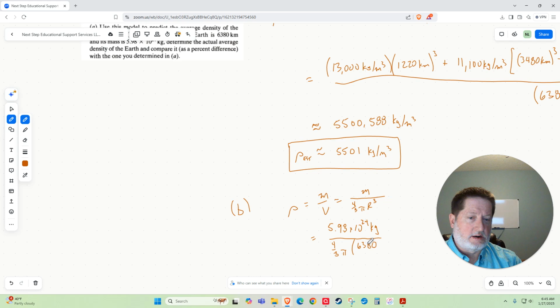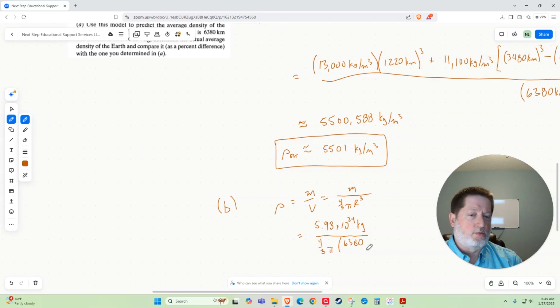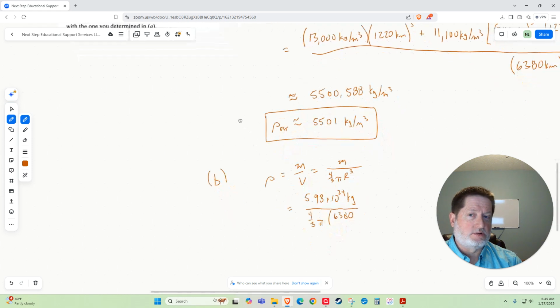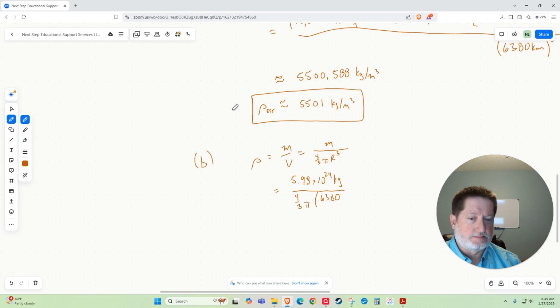Now we could unit convert this later. This is going to give us kilograms per cubic kilometer if we go the way we're going. If we want to avoid the unit conversion later, I can convert these kilometers to meters now. Remember, K stands for 1,000, so that's 6,380,000 meters. So we're just going to add 3 more zeros here. Then cube our radius to make that a volume.